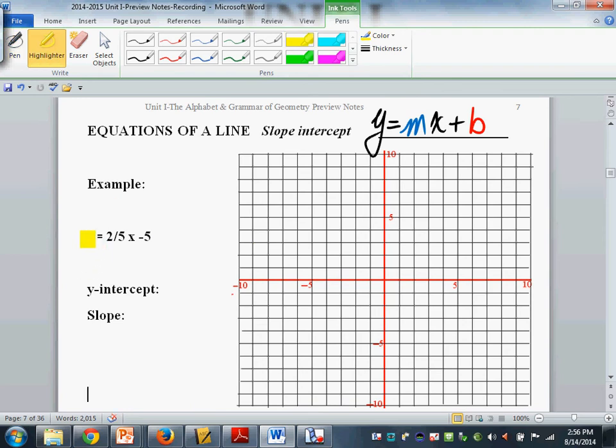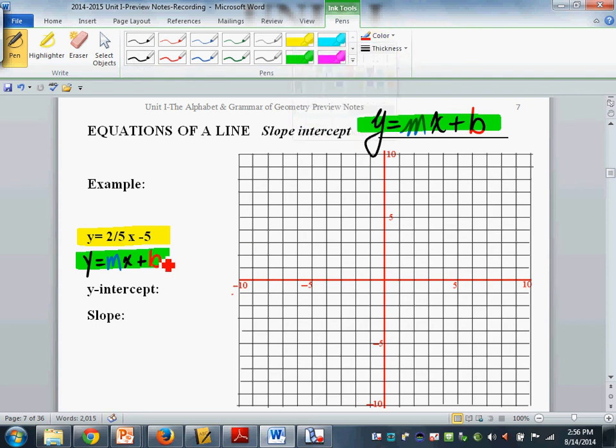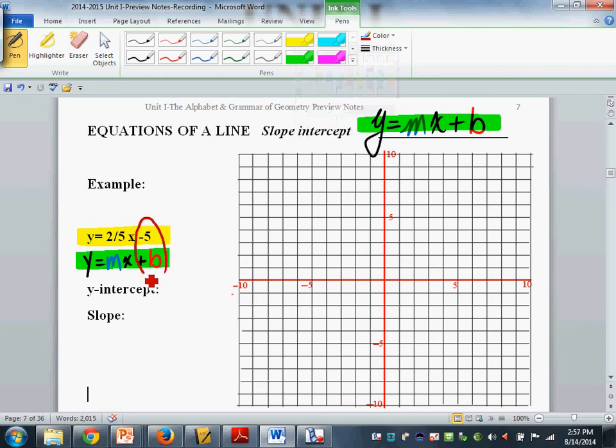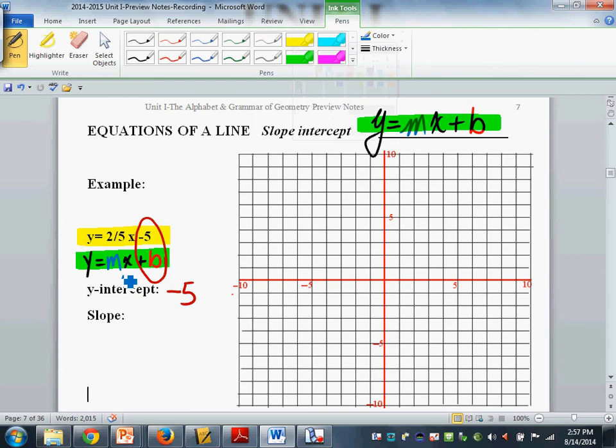Step number 1, you're given an equation right here. I want you to write this equation right underneath it, always. Line it up, so just write the equation. So we're going to have y equals mx plus b. Our first step is to find our y-intercept, so we circle the b and the -5, so our y-intercept is -5. And now go and circle the slope and circle what's right above it. That's going to be 2/5 for the slope.